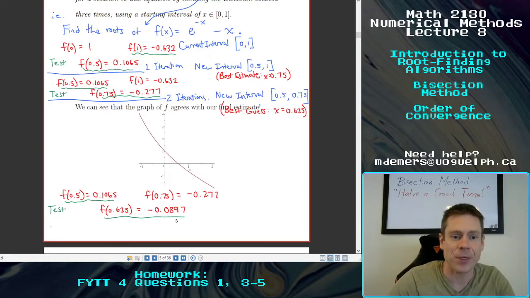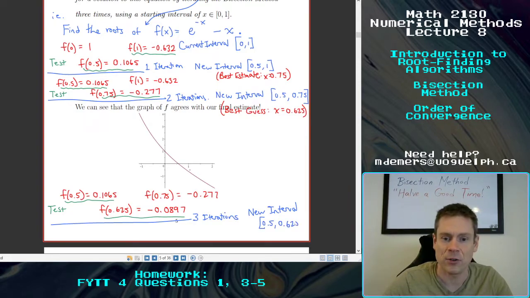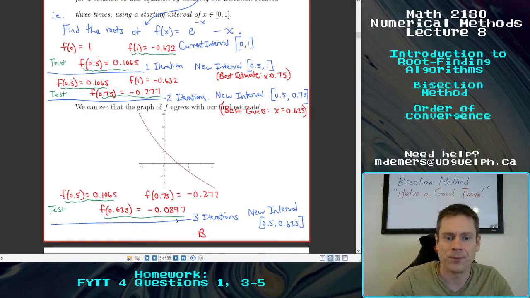And at the end of 3 iterations, that's 3 iterations, our new interval is going to be between 0.5 and 0.625, and our best guess is halfway between the two, x equals 0.5625.